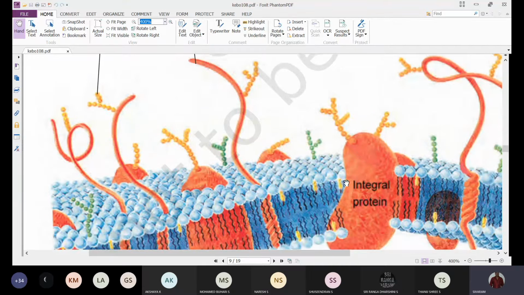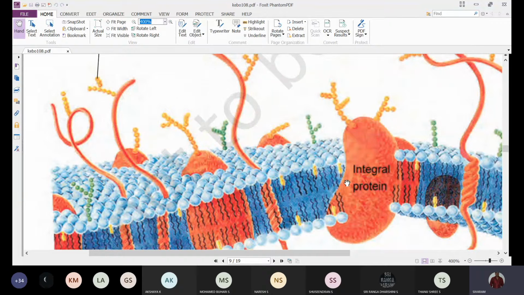How the phospholipids are arranged in the cell membrane. And next, why the hydrophilic heads are present towards the outer region. And next, the ratio between the lipids in the cell membrane of RBC. And next, the type of protein molecules that are present in the cell membrane, that is peripheral proteins and integral proteins. What is the difference between integral protein and peripheral proteins? Understood? Anybody is having any doubt?